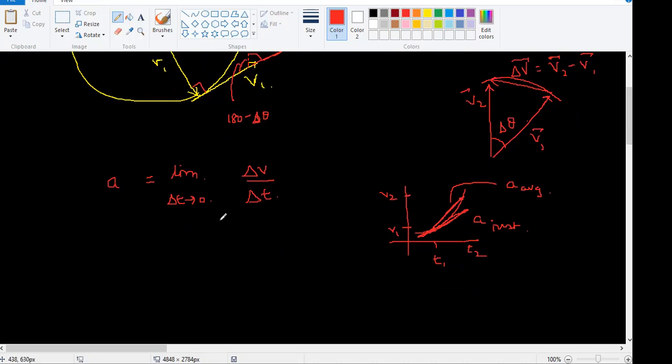So delta V, I'm going to write as V into del theta. See if this makes sense. This length is nothing but this into this length into this length. But what is this length? It's nothing but the velocity V. V1 and V2 vectors are different, but the velocity magnitude is the same. So if I write V2 magnitude, V1 magnitude is equal to V. So I can write it as V here divided by delta T.